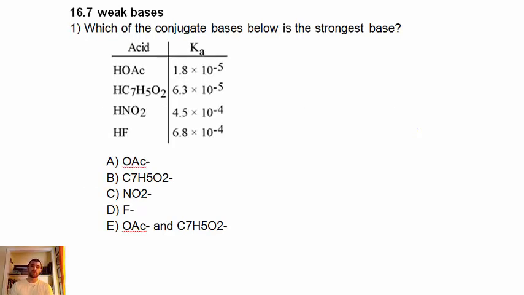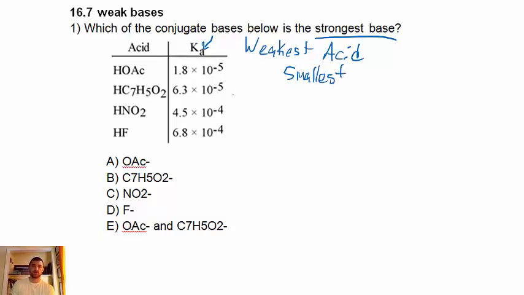All right, it says, which of the conjugate bases below is the strongest base? Well, they're giving us Kas for the acid. So if we want the strongest conjugate base, we want it to have the weakest acid. Right, a strong acid would give you a weak conjugate base, and a weak acid would give you a strong conjugate base. So if we're looking at these Kas, the weakest acid is going to be the smallest Ka. You've got to remember, with negative exponents, the bigger the negative, the smaller it is.